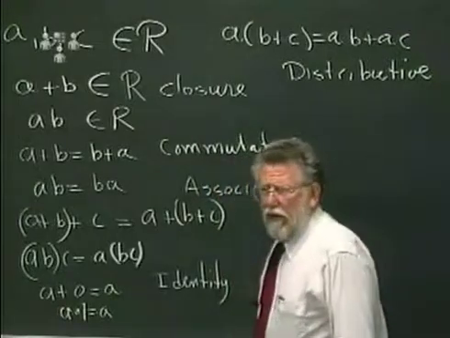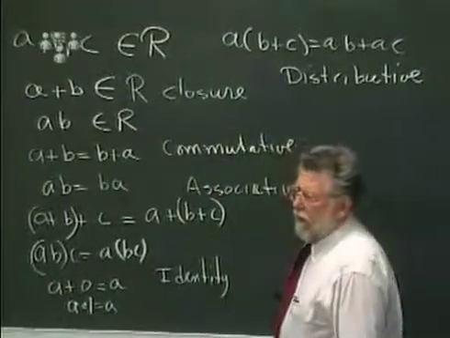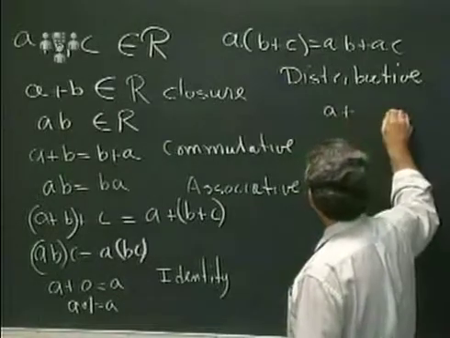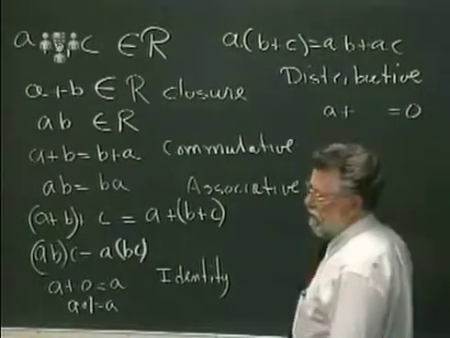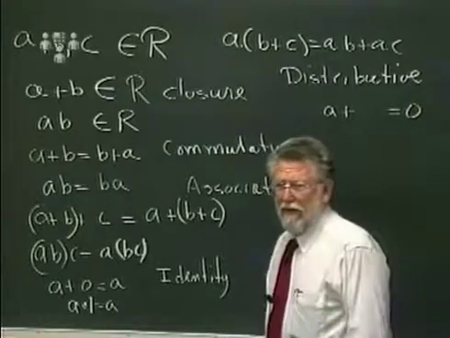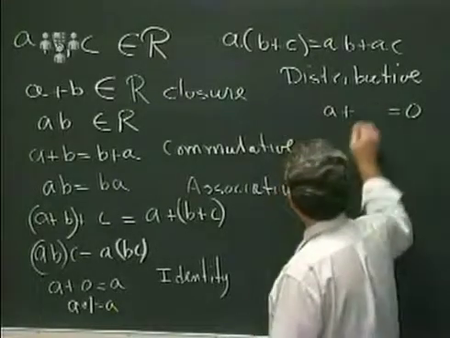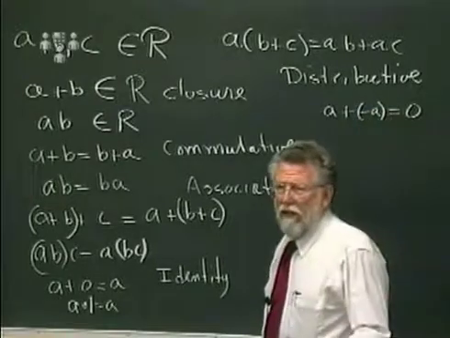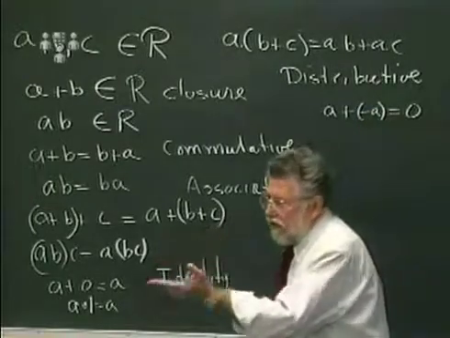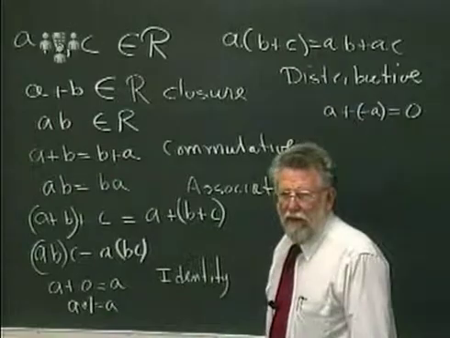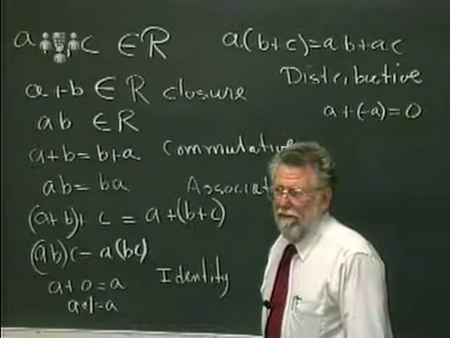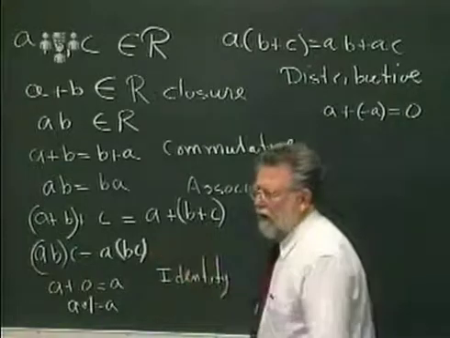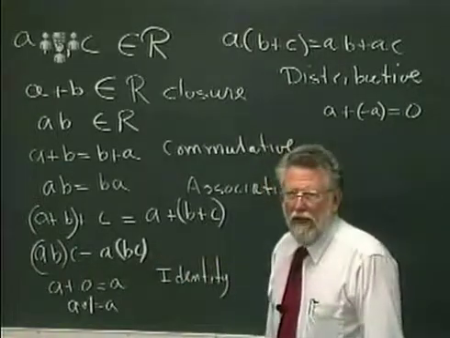Then, Emily's property. A plus what will give you 0? Negative A. If I add a number to its inverse, I get 0. We said there was one for multiplication. I'm not going to go into that this morning.